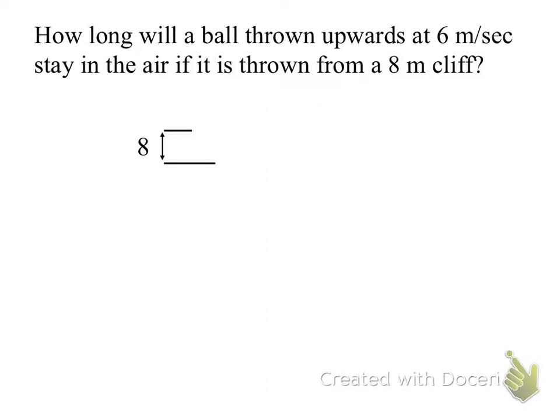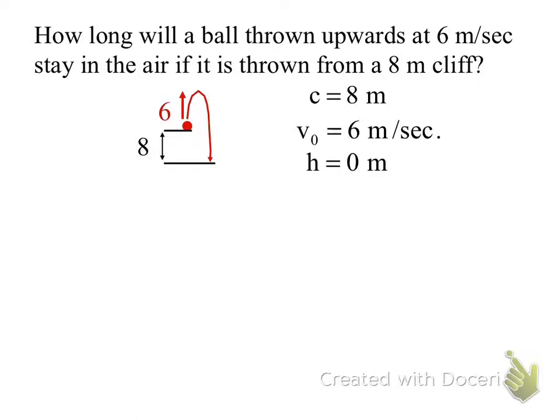So, what is my starting height? 8. What variable do we use for starting height? C. Good. What does the 6 get substituted in for? Velocity. Good. And what else do I have that's implied? 0 for the ending height, right? Okay. So now I'm just substituting in. What equation did you get? 0 equals negative 5t squared plus 6t plus 8.